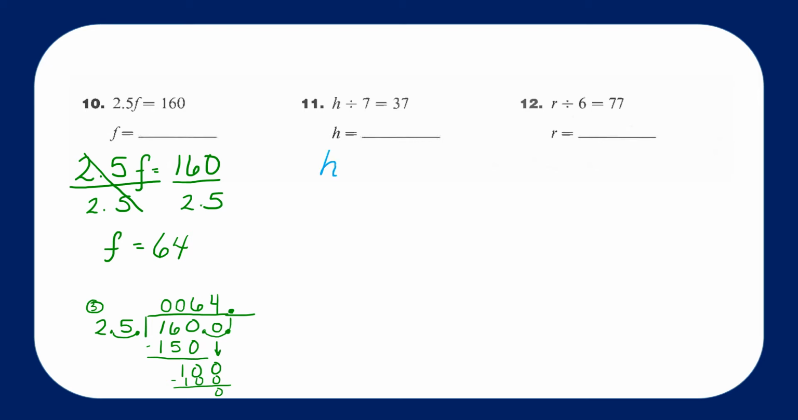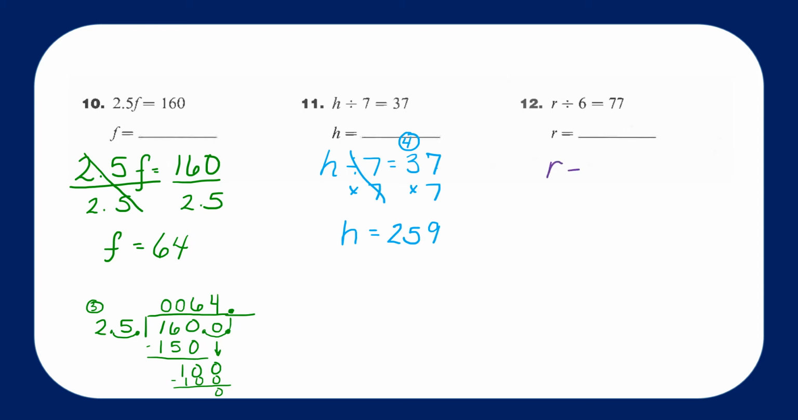Question 11. H divided by 7 equals 37. I'm going to multiply both sides times 7. Going to cancel out on the left. H equals 7 times 7 is 49. Carry the 4. 7 times 3 is 21. Plus 4 is 25. H equals 259.